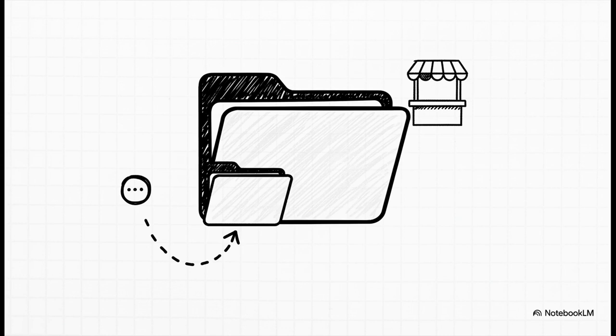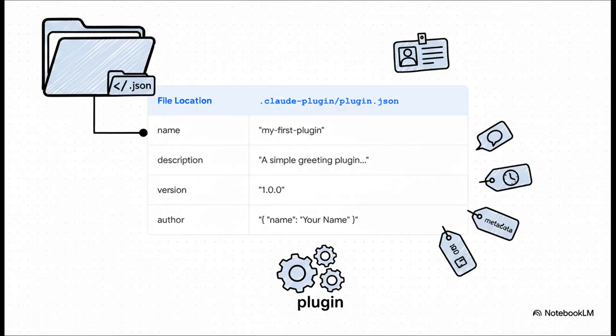Okay, steps 1 and 2 are all about setting up our folders. So pop open your terminal. First, we make a directory called Test Marketplace. Think of this as your own private app store, right on your computer. Then we'll go into that directory and make another one for our actual plugin, which we'll just call My First Plugin.